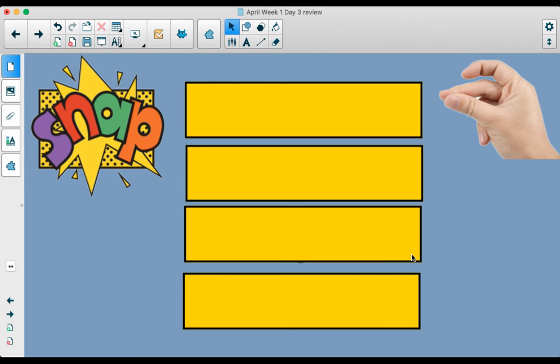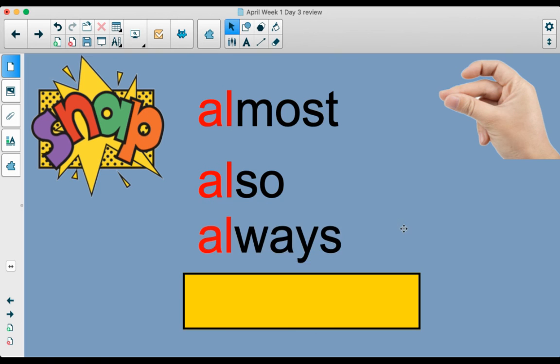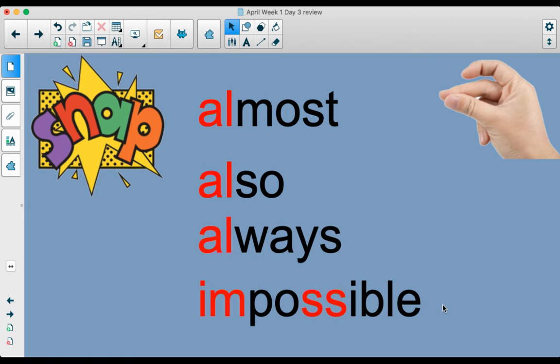Let's do our snap words. Read them with me. Almost, also, always, impossible. Remember, check the spelling of these words and spell it correctly in all of your writing.